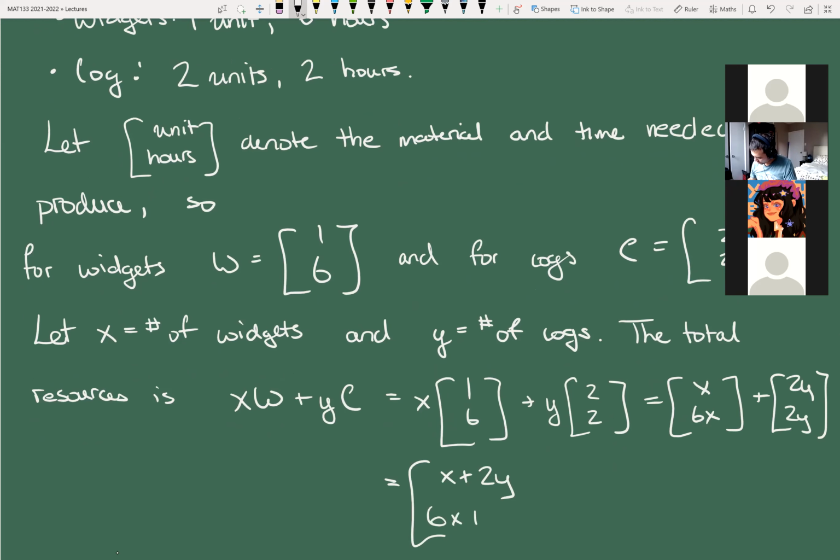And 6x plus y, like this, okay? And again, we need that to be equal to the total. What do we have? 100 units, 100 resources, units of resources, 200 hours of time. And so it's got to be equal to 100, 200. These are our two equations.